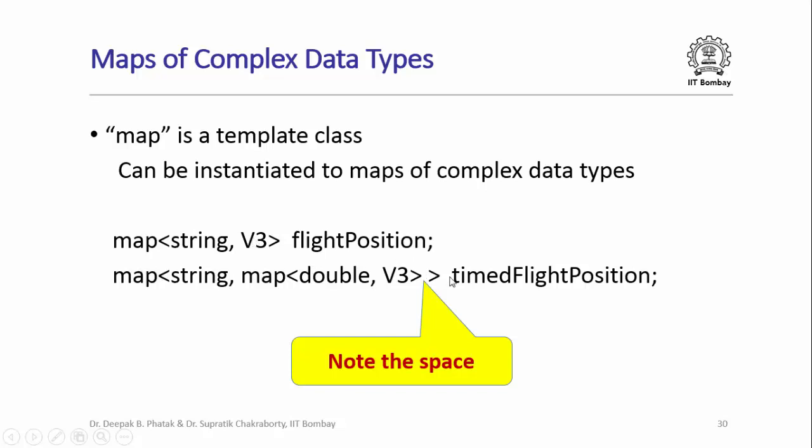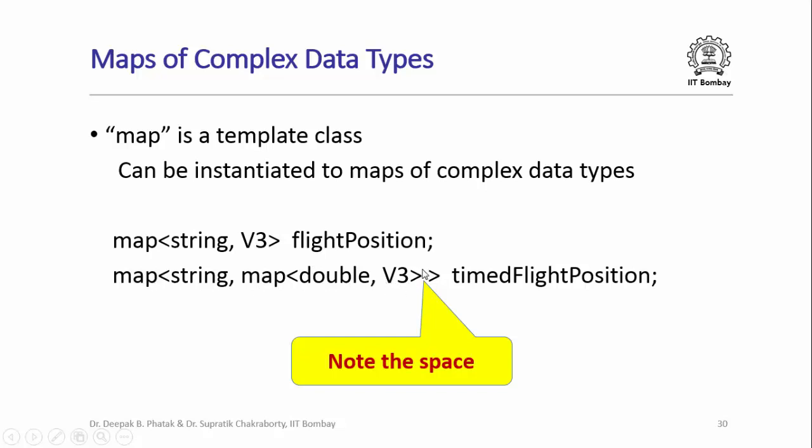And here is another map which says timed flight position. Here, given the name or number of a flight, which is the key string here, what it is going to return as a value is another map. And this map is going to take a key as double, and it's going to return me a 3-dimensional vector. So here, given the name or number of a flight, I'm going to get a map, and then in that map, I could give the time, and then it would give me the three-dimensional position of that flight. So note that I have used map<double, v3> as the type of the value within another map.